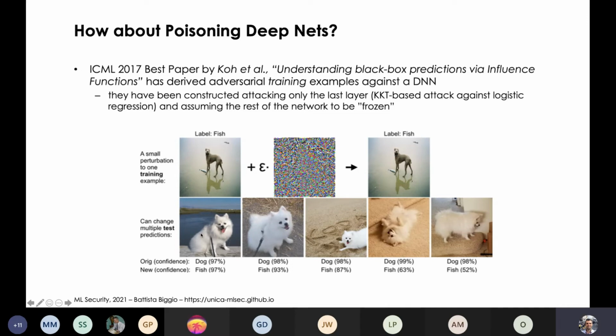They are clean. The only thing that is changed is one training point. Okay, that's just to give you an idea. But I really recommend you to read this paper because it's really insightful.